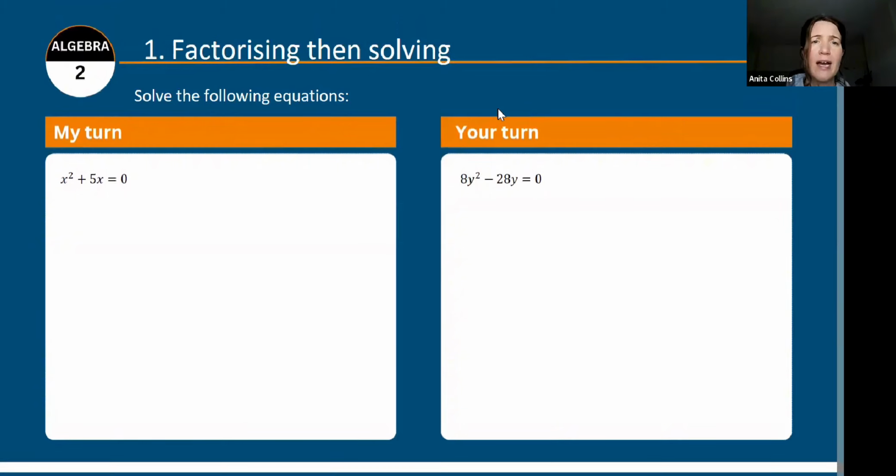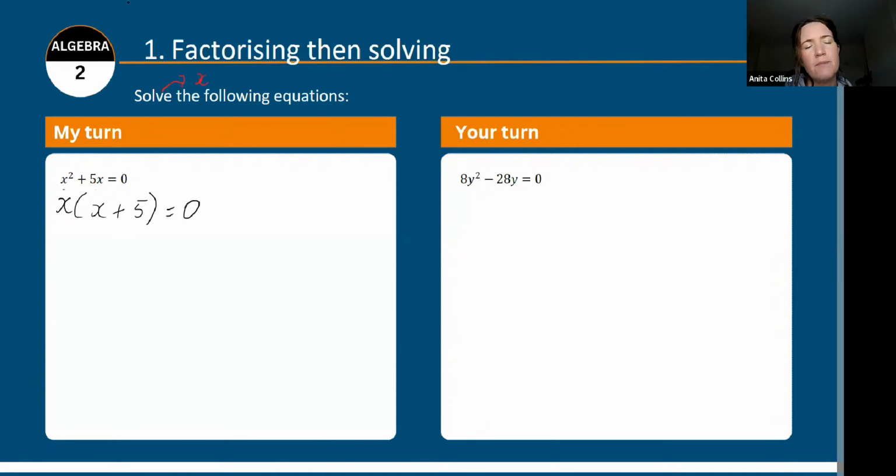So first thing we're going to look at is factorizing and then solving. The question says solve the following equations. Now solve, as I expect you probably know, means you need to find the value of x. If we look at this, what have we got here? We've got an x squared and an x term. We don't have a constant, so it's not a trinomial. So we can't do the double bracket factorization. What could we do? Well, we've got a common factor, so let's take that out and see what we've got.